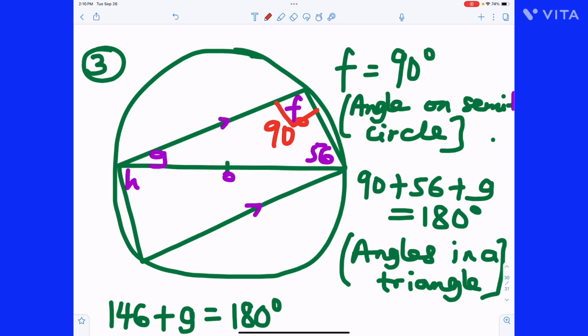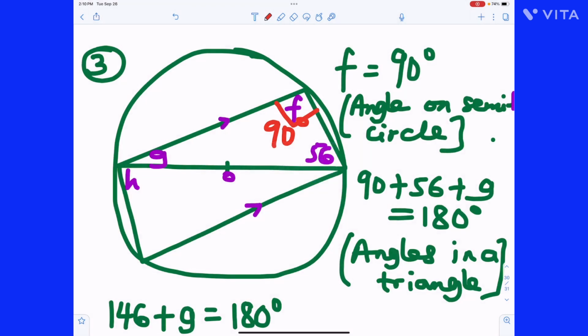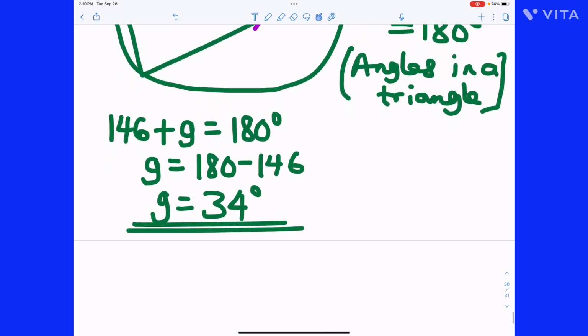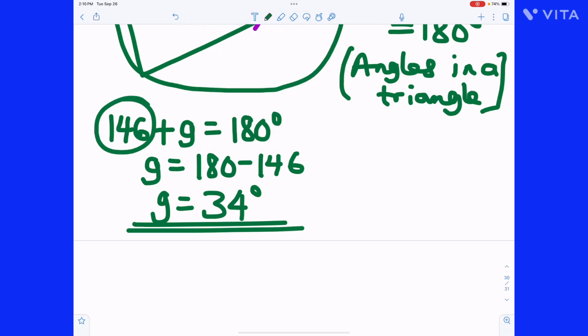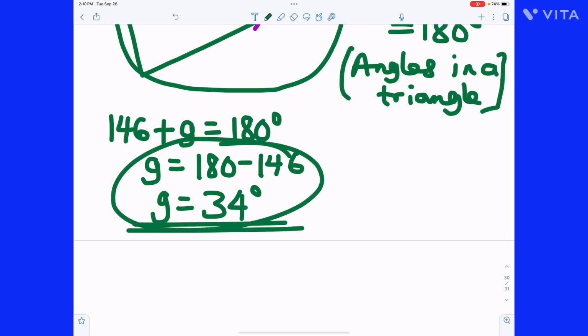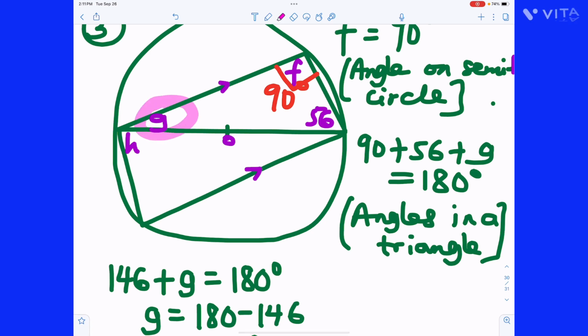Those three angles are in a triangle. So 90 plus 56 plus G is 180 degrees. The reason is that the three angles are present in a triangle, and the sum of angles in a triangle is equal to 180 degrees. So 90 plus 56, which is 146, plus G is 180. And G will be 180 minus 146, 34. I hope you can see that. That's how we got our G as 34. Is that clear? Now, let's continue.